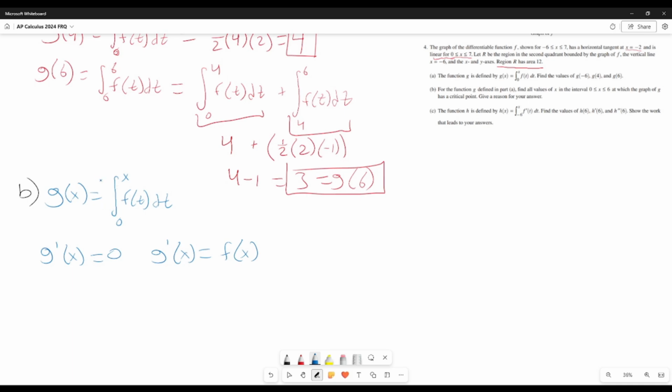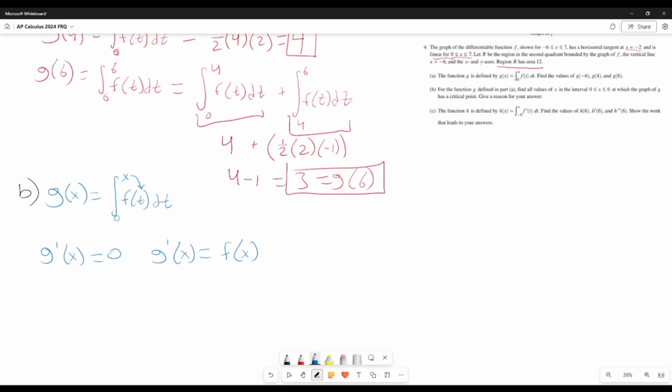Because remember, when we differentiate something like this, we're going to take the derivative outside of the integral sign, and we're going to plug in our limit, and then we're going to multiply by the derivative of that, and then add our other limit and multiply by the derivative of that, which, of course, for the bottom limit is just going to be 0.